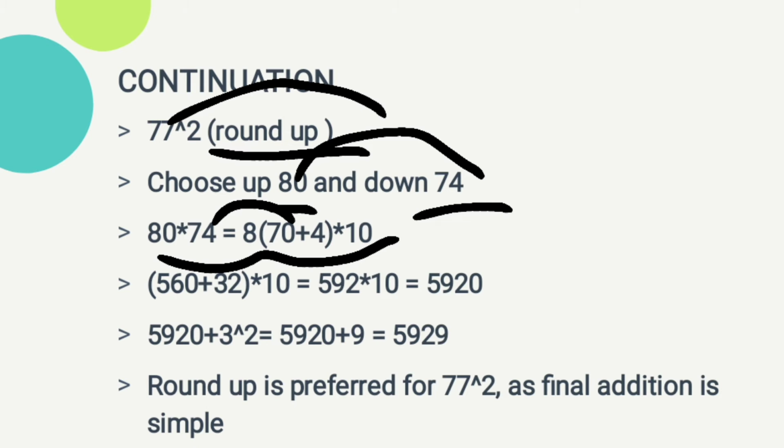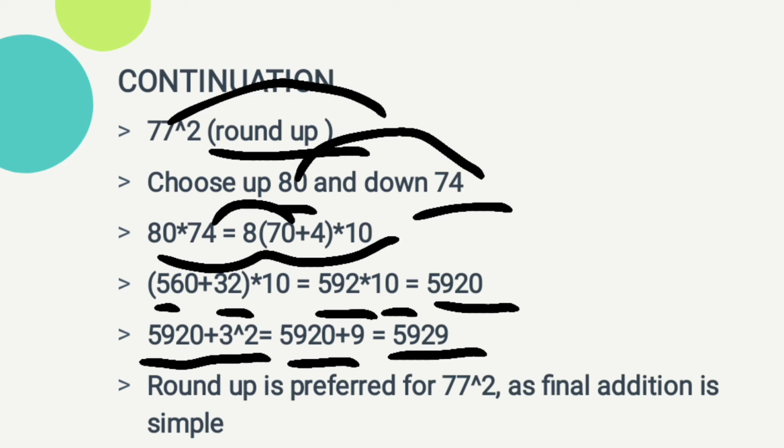Multiply 8 into 70, you will get 560, and 8 into 4 you get 32. Adding them up, you will get 592 into 10, which is equal to 5920. At last, with 5920, add 3 square, where 3 is the difference between 77 and 74 or 77 and 80. Now add 5920 with 9 to get 5929. Round up is preferred for 77 as the final addition is simple.